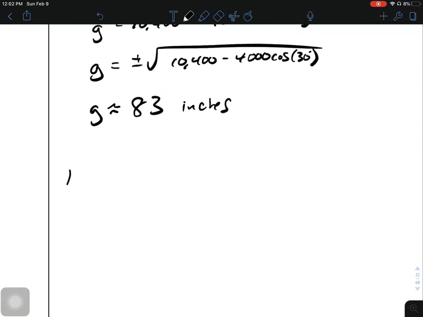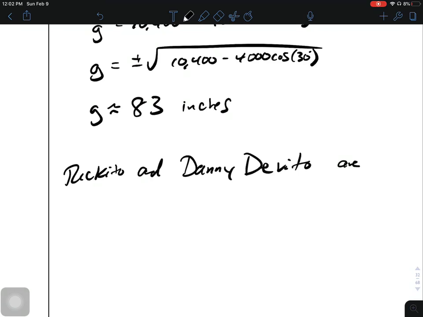1 decimal place. Riquito and Danny DeVito are about, because I rounded, 83 inches apart. That concludes the notes for law of cosines. Please do your homework. Keep in mind, you could use law of sines or cosines for any problem, depending on the information you're given. Thank you very much.